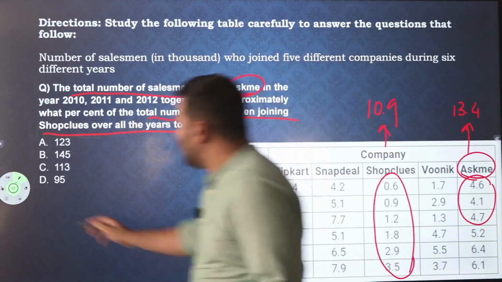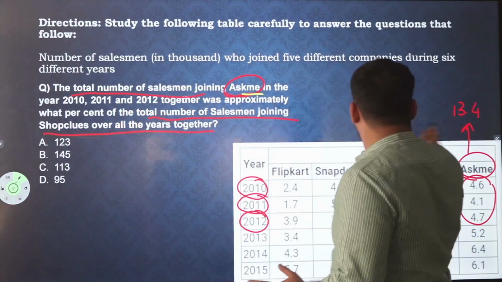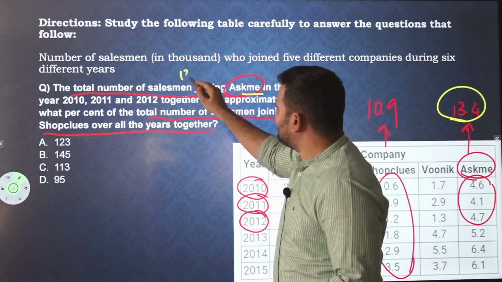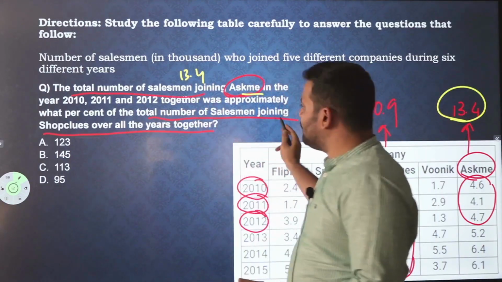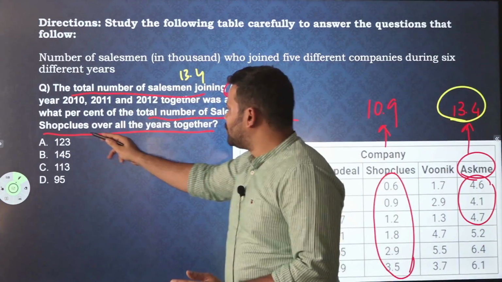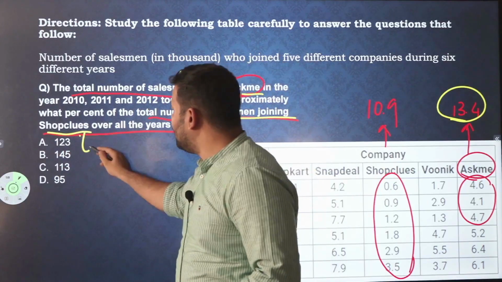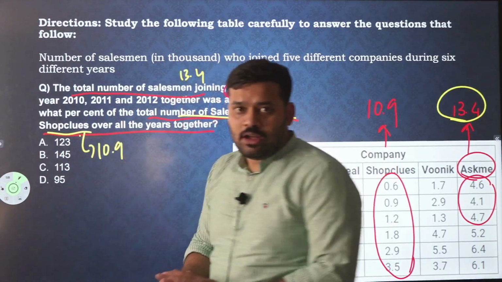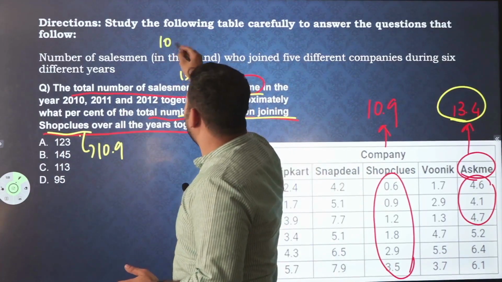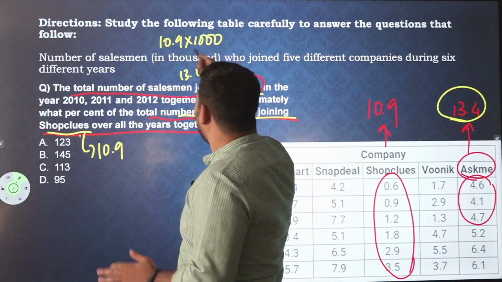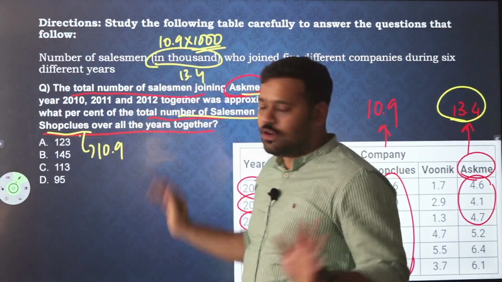Now let us get to the question. The total number of salesmen joining AskMe is 13.4. This was approximately what percentage of the total number of salesmen joining Shopclose? The number of salesmen joining Shopclose is 10.9. All of them are in thousands. A person cannot be divided into decimal parts, so 10.9 simply means 10.9 into 1000. We are not complicating it by adding zeros, since it is already mentioned it is in thousands. No need to worry.